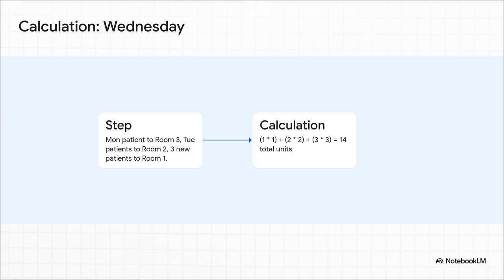Let's do just one more day so you can really see the pattern. It's Wednesday. The line slides again. Our Monday patient gets their final 1-unit dose. The 2 Tuesday patients get their 2-unit dose, and 3 brand new patients show up for their first 3-unit dose. We multiply and add it all up, and we find we need 14 units for Wednesday.